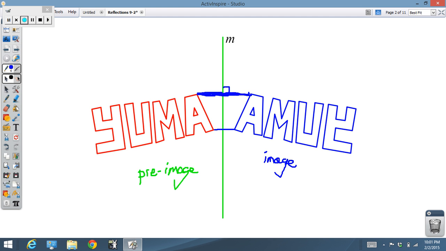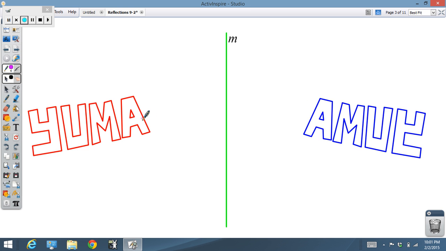That any line, let me just choose another color, purple, that I draw from one point to M, and I keep going perpendicular and I draw the same thing, I'm going to find its reflected image over on the other side of the line. Make sense? So same thing's going to happen on this next slide where I move the Yuma, the preimage, farther away from the line of reflection, and same thing holds true. This distance from here to here, perpendicular bisector, same as the distance from M to the corresponding point. And that'll happen on every single point that we got there.